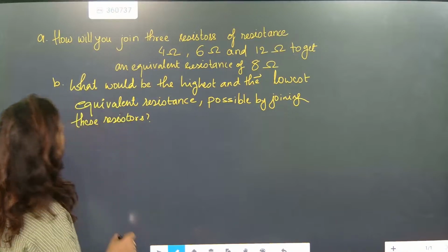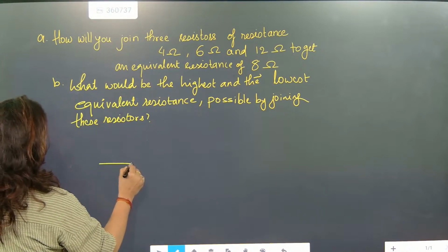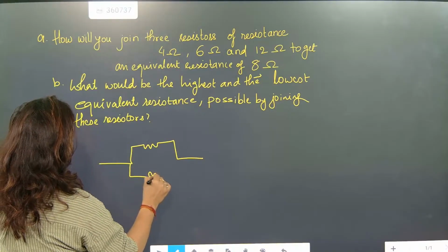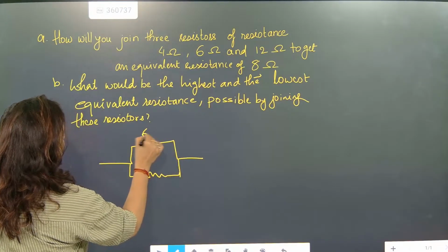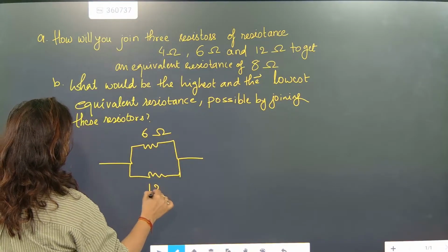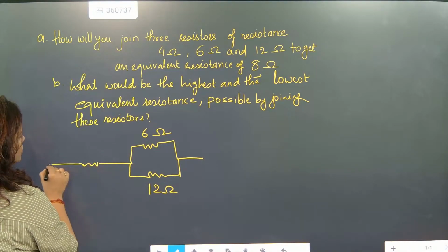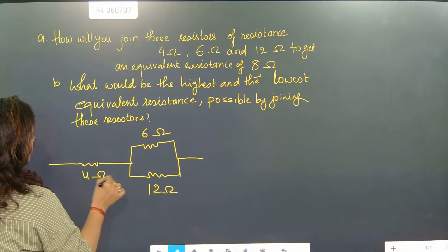Now I'm going to start with what the girl has said: 6 and 12 connected in parallel, and the 4 ohm I'm going to keep like this, in series.